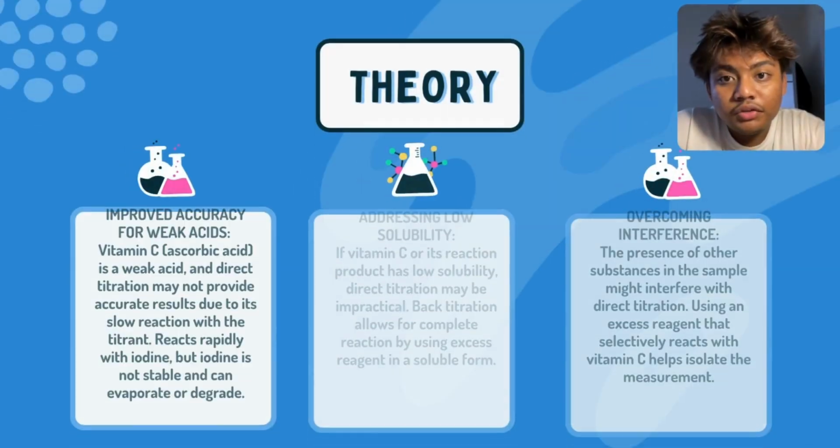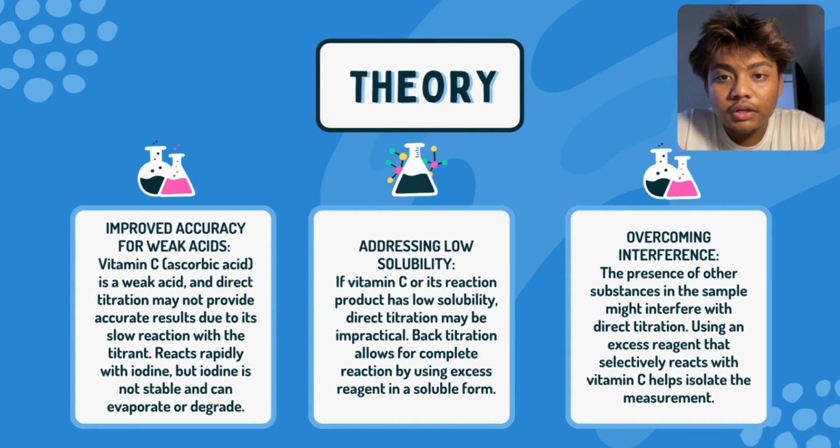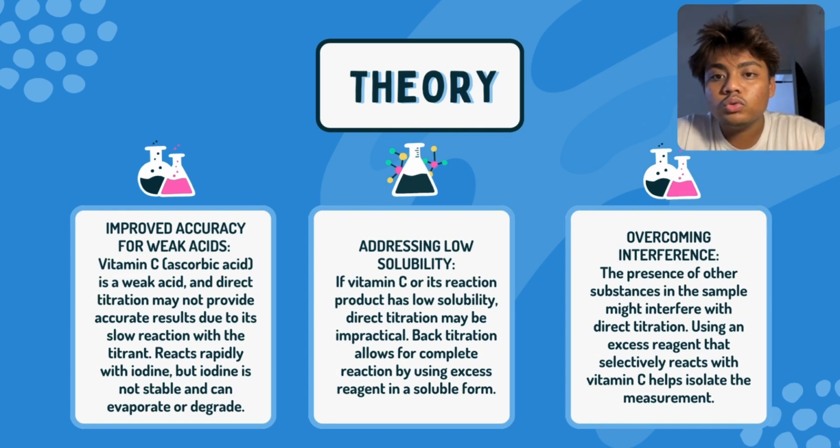We have 3 theories for why we use back titration for the determination of vitamin C. The first one is improved accuracy for weak acids. Vitamin C, or ascorbic acid, is a weak acid, so we cannot use direct titration due to the slow reaction with the titrant. Vitamin C also reacts rapidly with iodine, but the iodine is not stable and can evaporate.